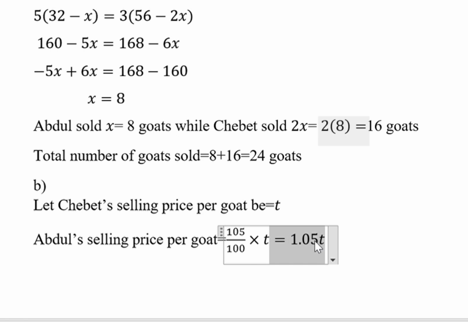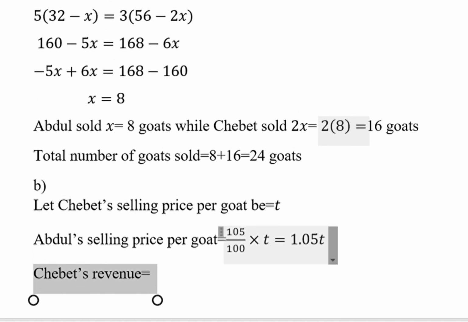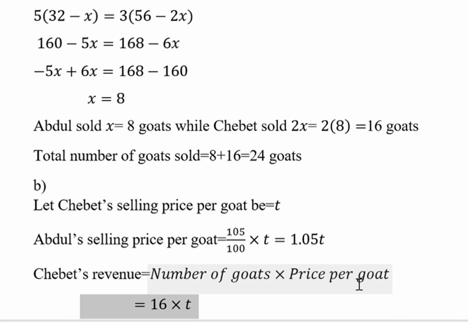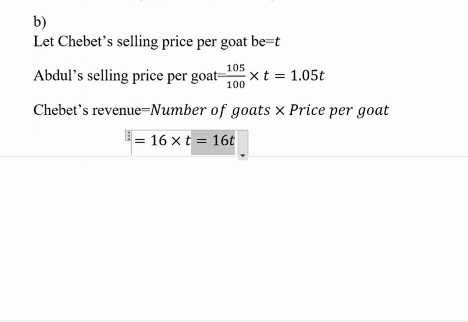We can use this to get the algebraic expression representing the revenue from each of them. If we start with Chebet, Chebet's revenue will be given by, of course, we get revenue by taking the number of goats times the price per goat. So the number of goats which Chebet sold in this case are 16. So that will be equal to 16 times the price per goat. We have said here, let Chebet's selling price per goat be T. So it is times T, and that gives us 16T. That is the total revenue or the total collection from the sale of Chebet's goats.